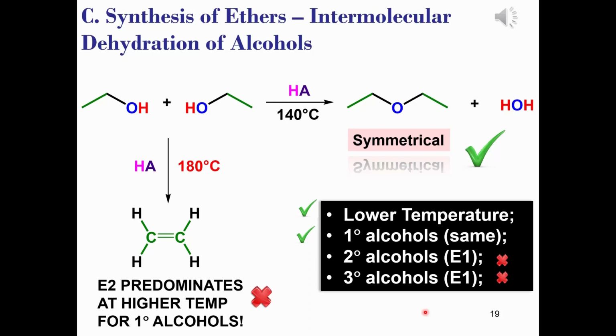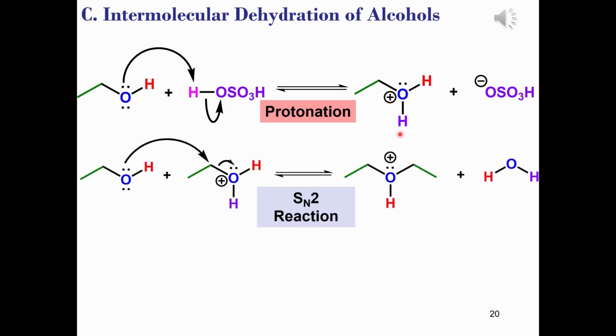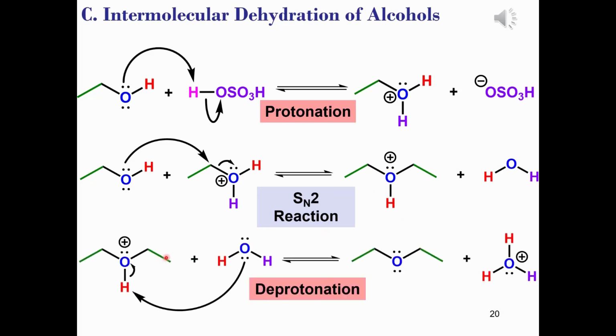Let's now take a look at the mechanism of the intermolecular dehydration route to diethyl ether. In the first instance, the alcohol is protonated by the acid. This turns the alcohol group into a good leaving group, and in the second step of the reaction, ethanol behaves as a nucleophile in an SN2 fashion and yields the protonated alcohol. The third step is the deprotonation step, and this is the final step and can be achieved either by water or by the hydrogen sulfate anion to yield the ether product.